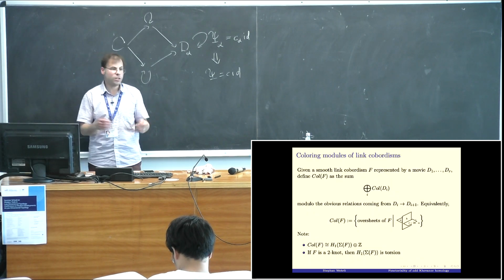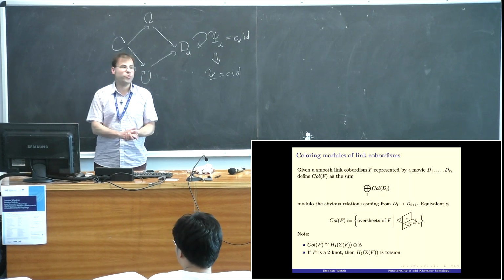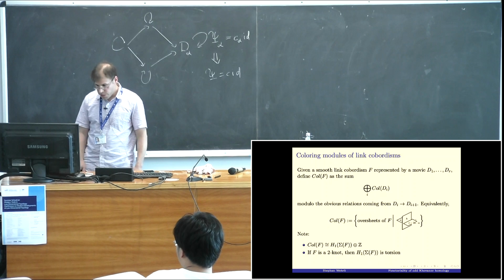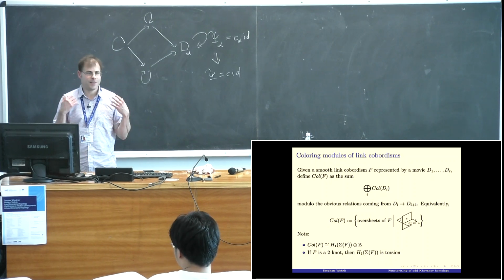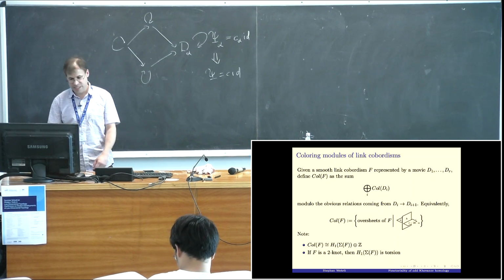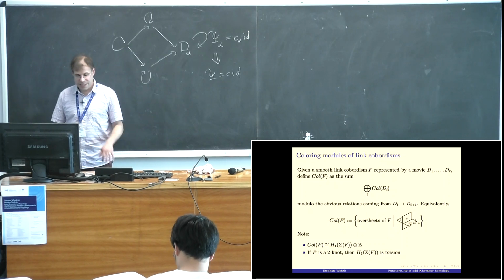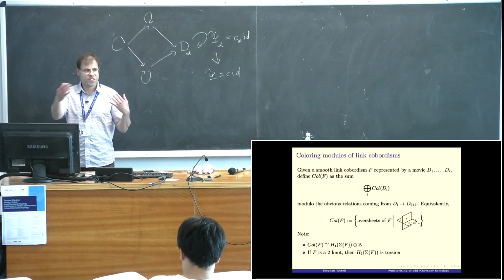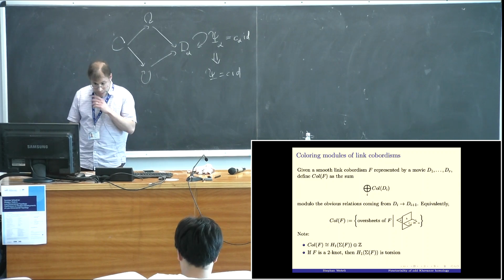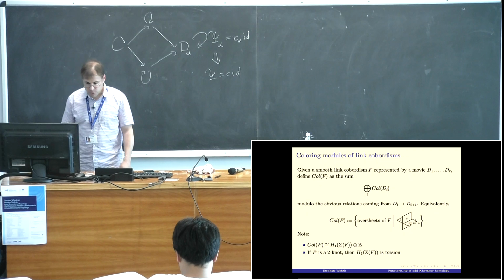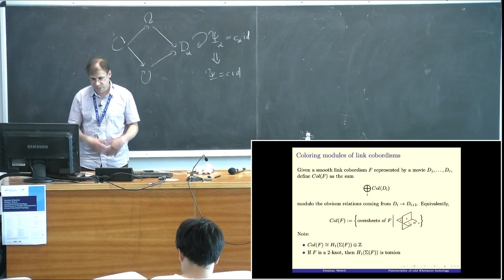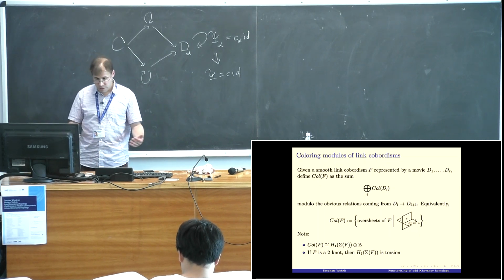So if you have a link cobordism that's presented as a movie, we can define the coloring module of the link cobordism. And there's sort of two definitions. The first definition is we just take the direct sum of all the coloring modules of the link diagrams that appear in the movie, and then we impose some obvious relations. Basically, in two consecutive coloring modules, we just identify corresponding generators. Then there's this other definition. So if F is given by a broken surface diagram, we can look at some free abelian group generated by the oversheets modulo some relations. So then we get the coloring module of the link cobordism.